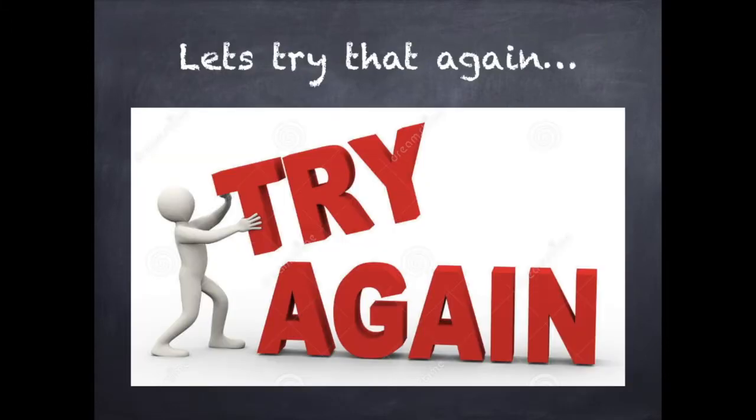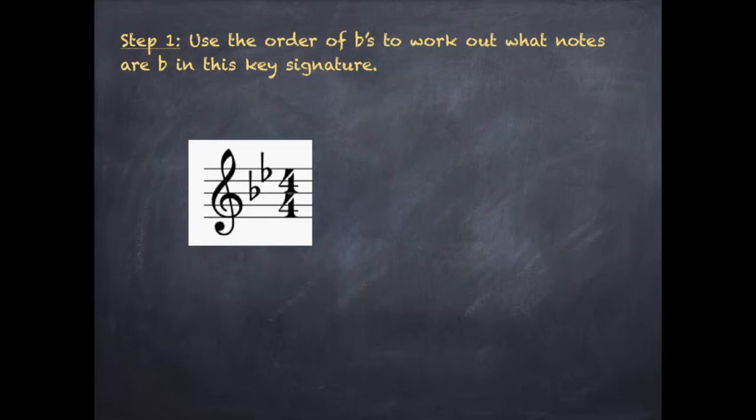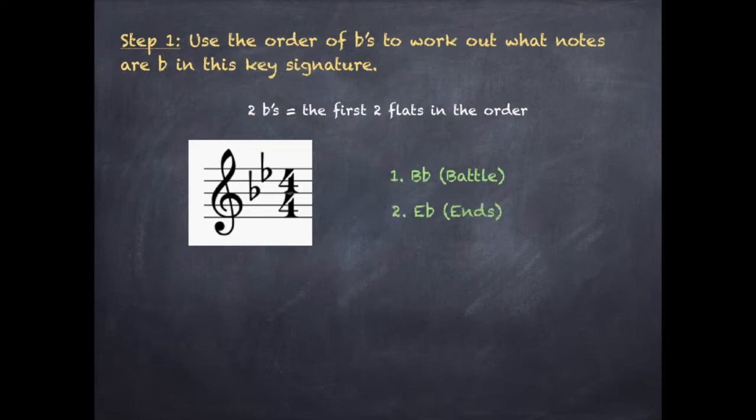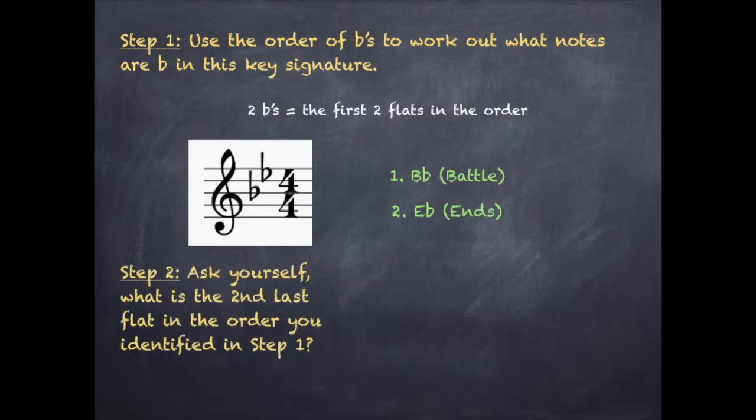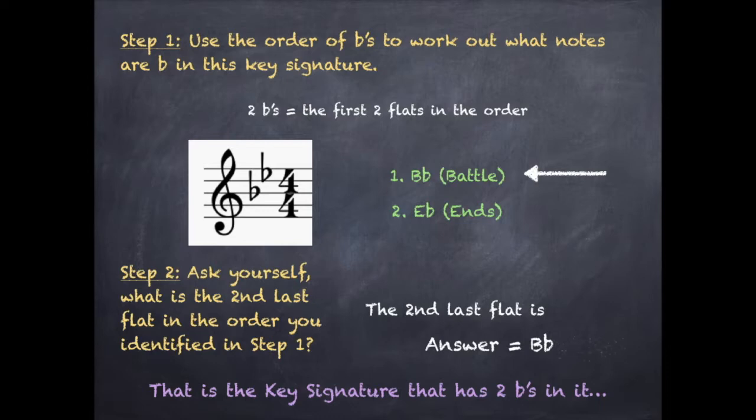Let's try it again. Step 1. Use the order of flats to work out what notes are flat in this key signature. There are 2 flats, so the first 2 flats in the order are battle, or B flat, and ends, E flat. Step 2. Ask yourself, what is the second last flat in the order that you identified in step 1? The second last flat is B flat. And that is the key signature that has 2 flats in it. B flat major.